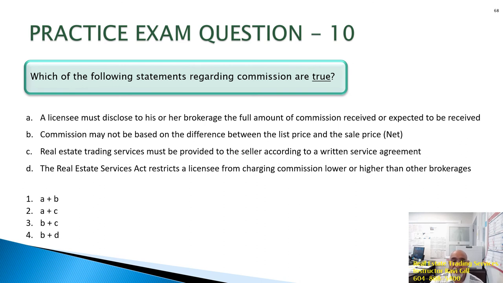A licensee must disclose to his or her brokerage the full amount of commission received. Yes, this is true. Full amount of commission must be disclosed. Commission may not be based on the difference between the list and the net commission. Yes, this is true. We're not allowed to charge net commission. Real estate trading services must be provided to the seller according to a written service agreement. This is a true statement. C is true, but it's got nothing to do with commission. So that is a wrong answer.